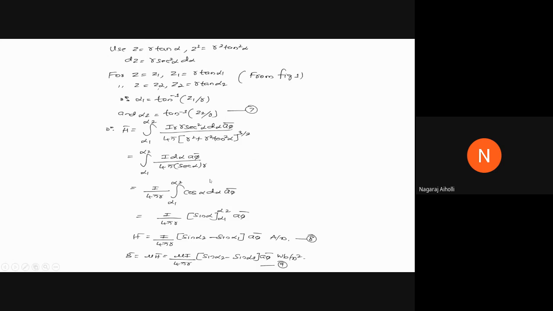Then the remaining is a simplification. Integral from alpha 1 to alpha 2, I r secant square alpha d alpha a5 bar divided by 4 pi. Take r square common, we'll get 1 plus tan square alpha in the inner term inside the bracket, r square raised to 3 by 2. Again 2 and 2 will cancel, we get r cube, right?